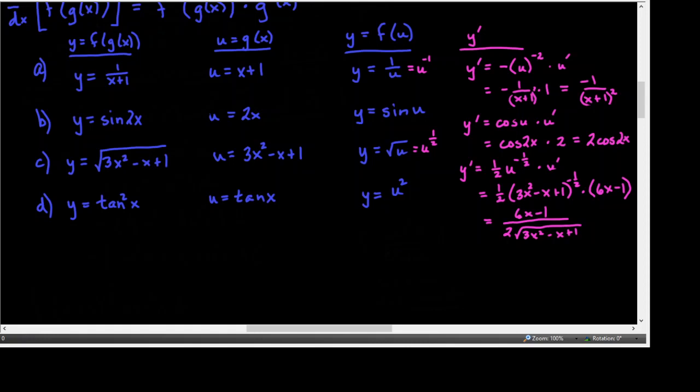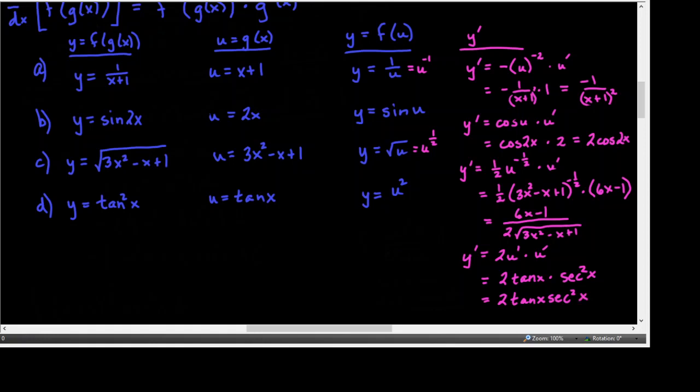So the derivative of something squared is 2 times that something to the first times the derivative of that something. So that'll be 2 times tangent of x to the first, multiplied by the derivative of tangent of x, which is secant squared x. And so our final answer is just that, 2 tangent x secant squared x.